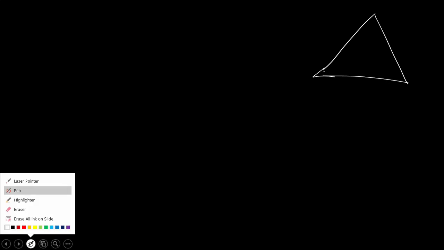Let me draw the triangle here. We have a triangle. Let's say A, B, C. So here is C. Here is A. Here is B.